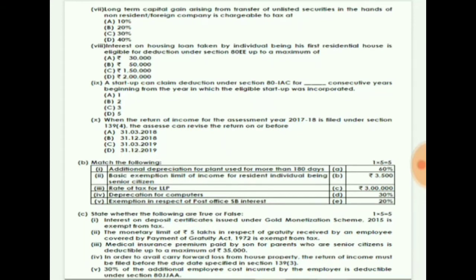Next, question 9, a startup. Well, the question is a startup can claim deduction under section 80IAC for consecutive years. For how many years can it claim, beginning from the year in which it is eligible? A startup company is eligible for 3 years. So the option will be C. Option will be C.